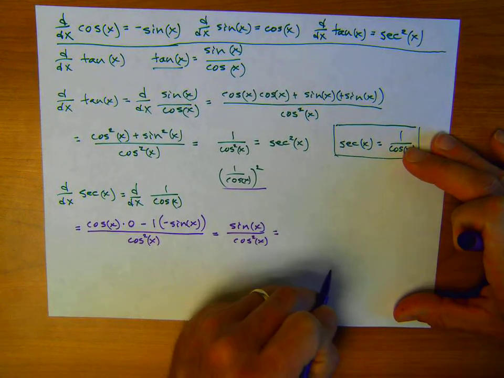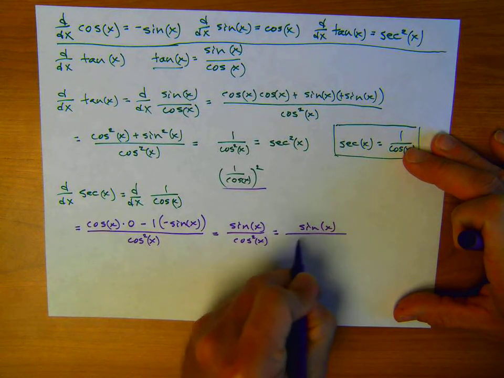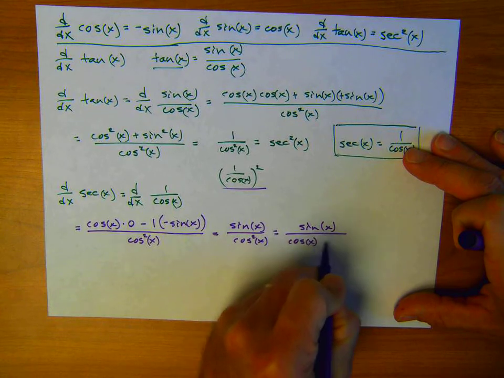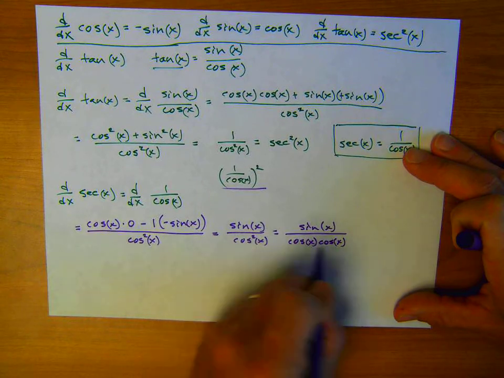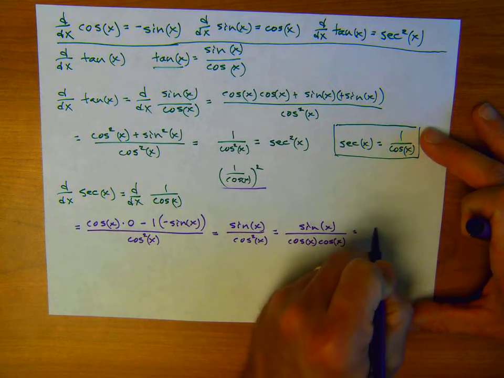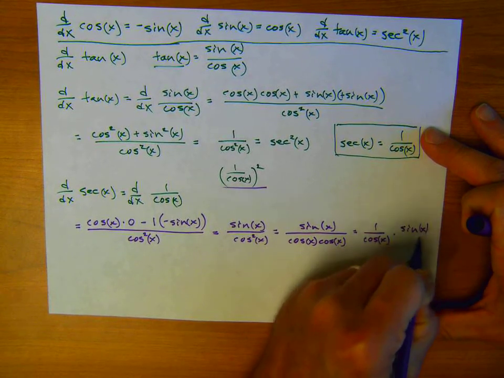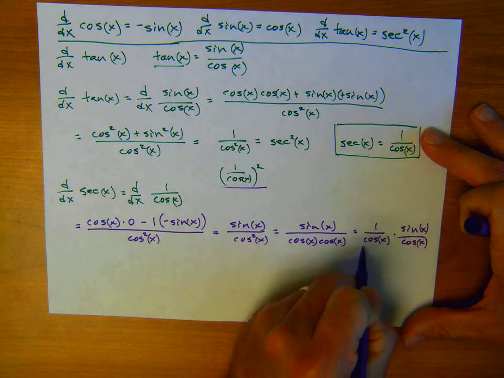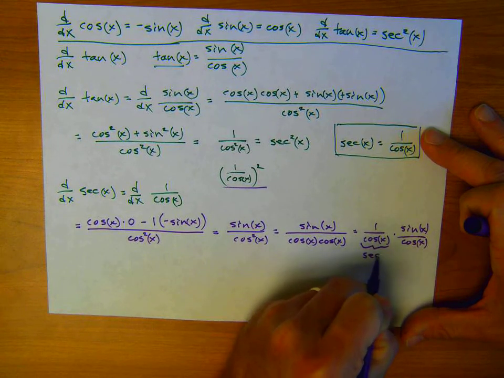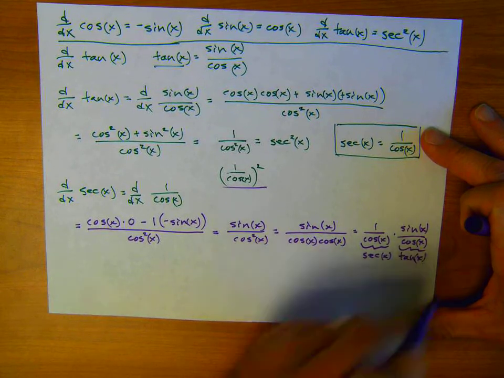Which I can rewrite as sine x over cosine x times cosine x. I mean, that's what cosine squared means. It's just cosine times cosine, which I then can write as 1 over cosine times sine over cosine, right? Because sine x is the same thing as 1 times sine x. And this right here, that's secant x. And this, of course, we've already seen, that's tangent x.